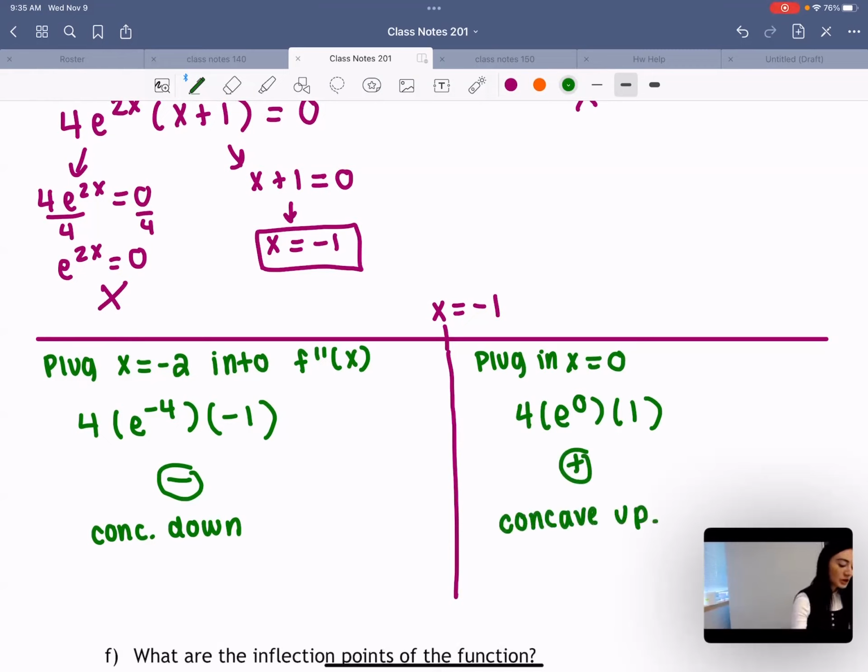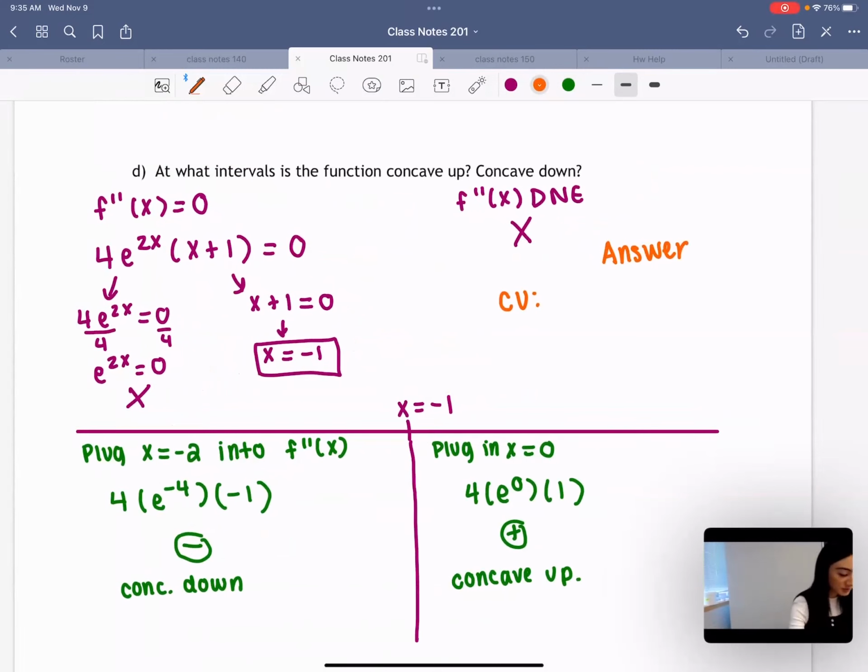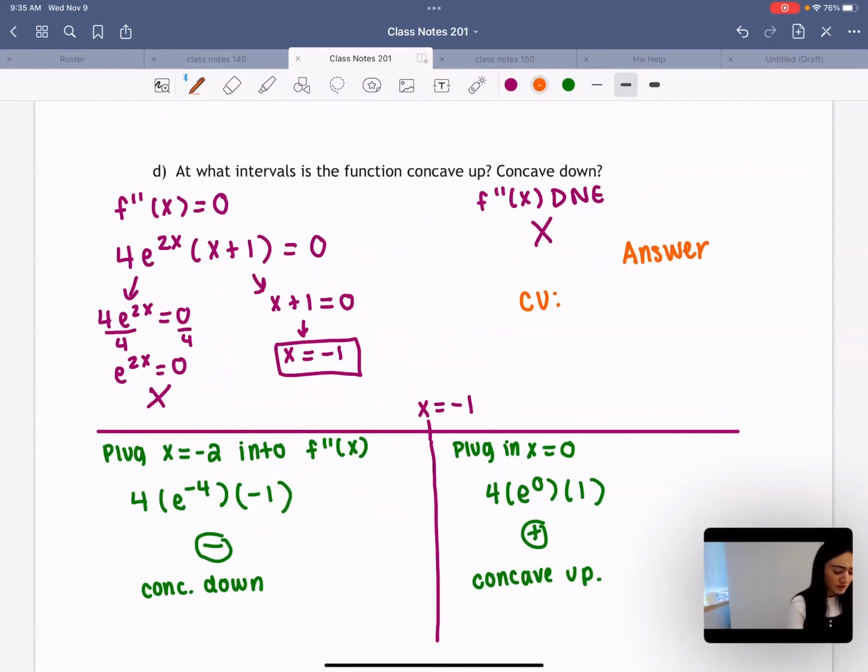Okay. So when you're typing this into WebAssign, let me just put our answer up here. Concave up intervals, I'm just going to say CU. We already talked about that. We know that it's between -1 up to all the positive numbers. We know that positive infinity gets a parenthesis because infinity always gets parentheses.